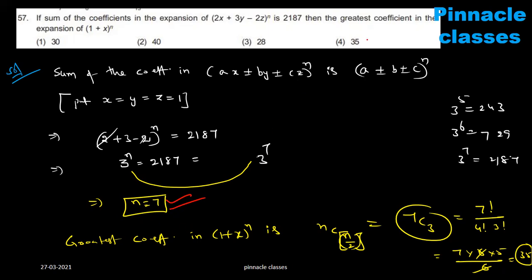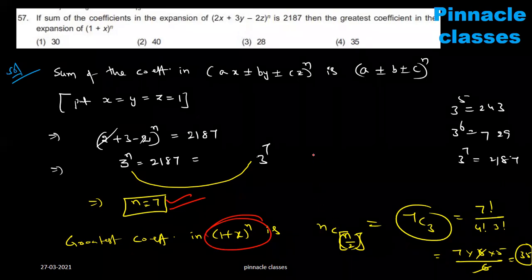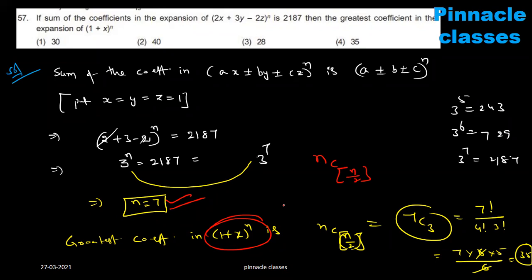So the greatest coefficient in this expansion, what is the formula? nC integral part of n by 2. What is the answer? 7 factorial by 4 factorial 3 factorial. Simplify, how much is it coming? That is the answer, option D.